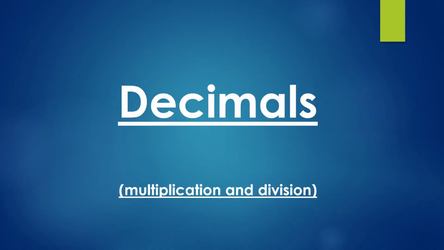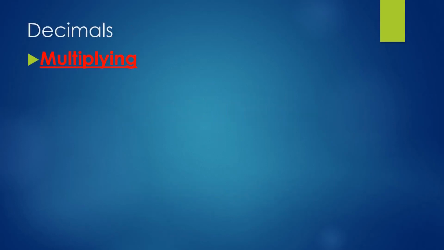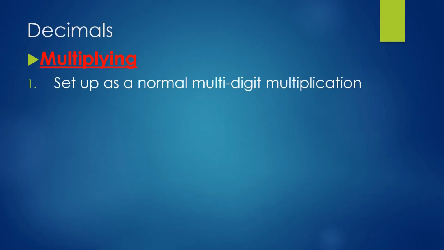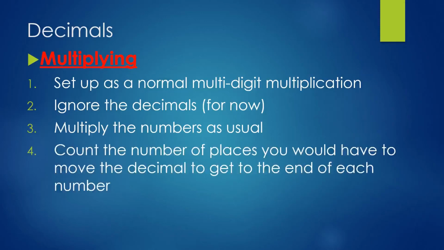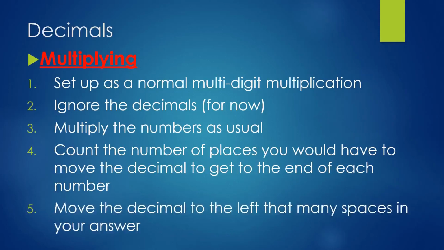Now that we're at the board, let's look at decimals, multiplication, and division. For multiplying decimals, here are the steps. First, you're going to set it up as a normal multi-digit multiplication problem. Then, ignore the decimals for now, and multiply the numbers as usual. We count the number of places you would have to move the decimal to get to the end of each number. Then you move the decimal to the left that many spaces in your answer.